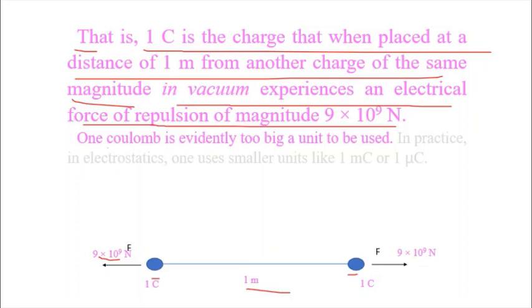1 coulomb is evidently too big a unit to be used in practice. We use smaller units like 1 millicoulomb, 1 microcoulomb, etc.